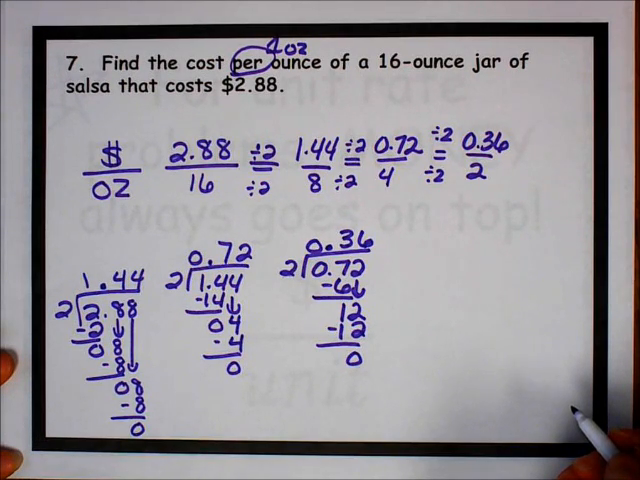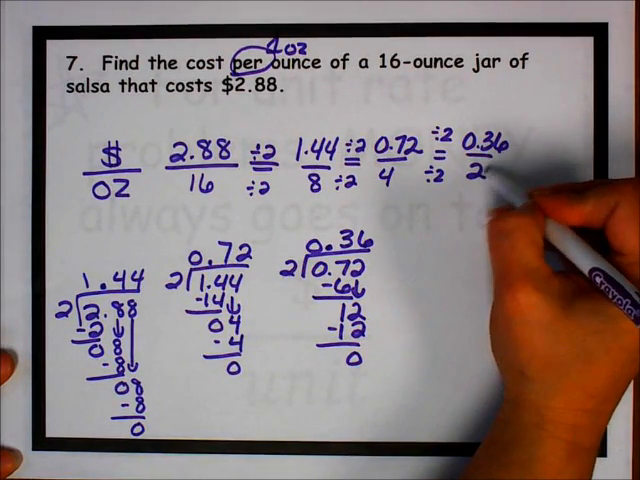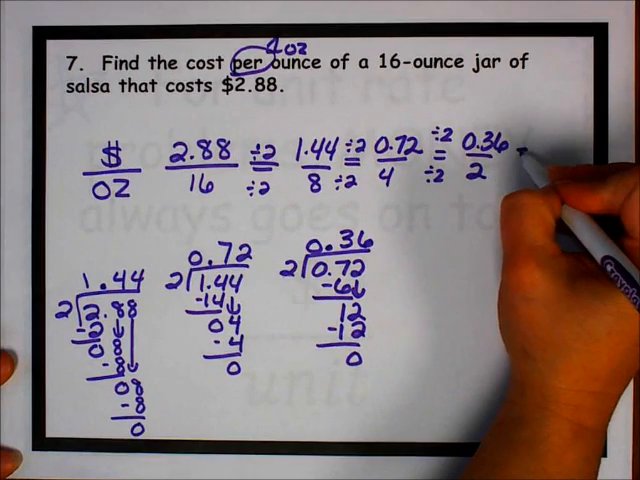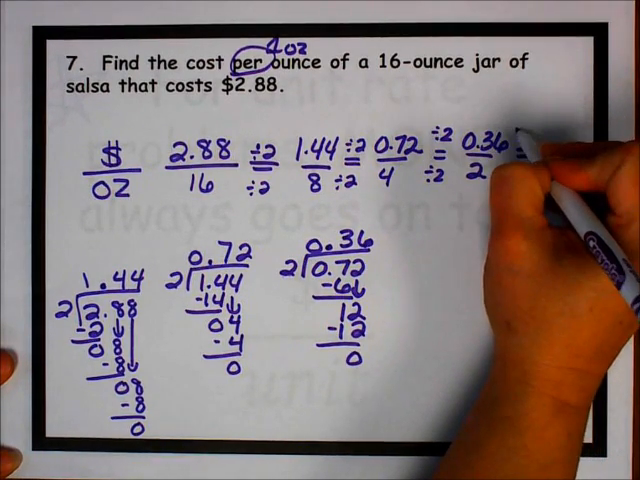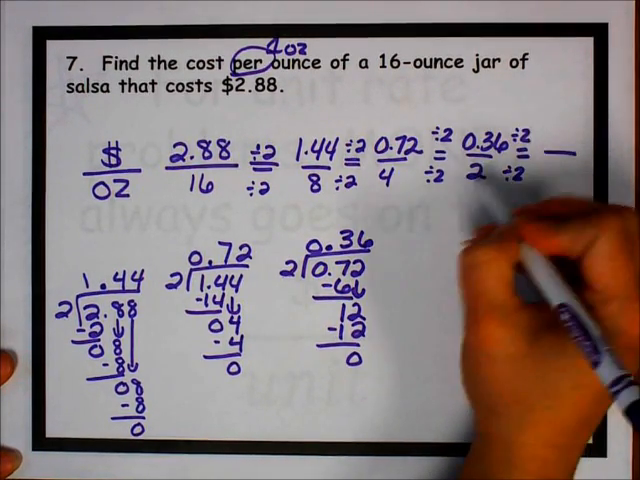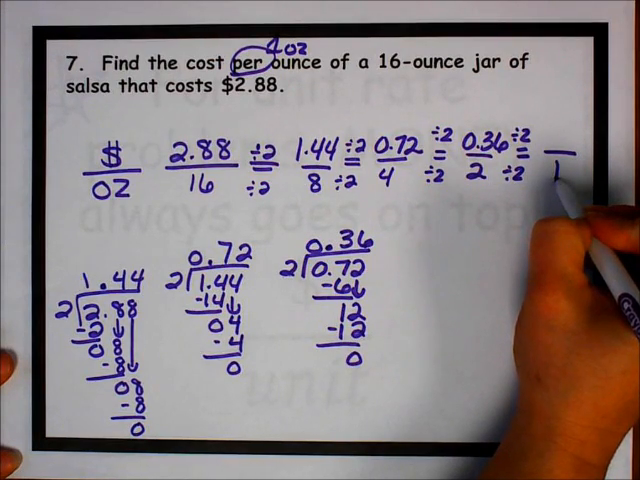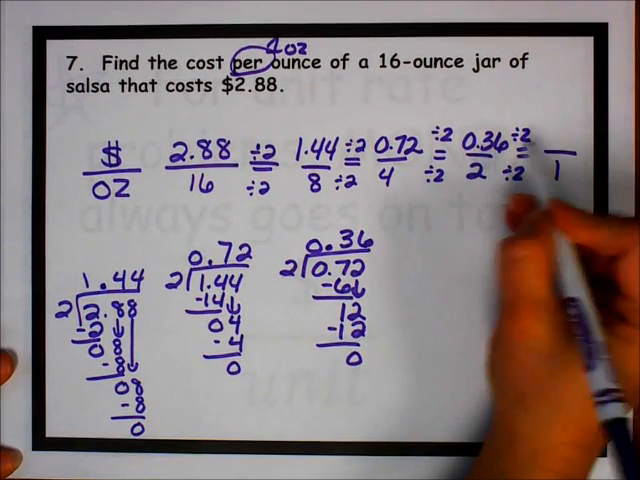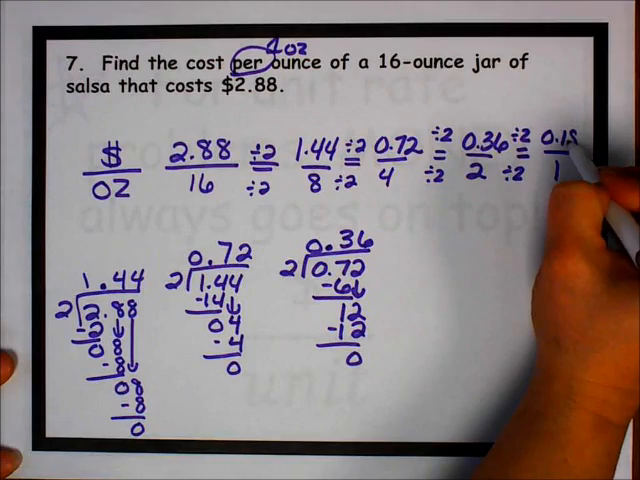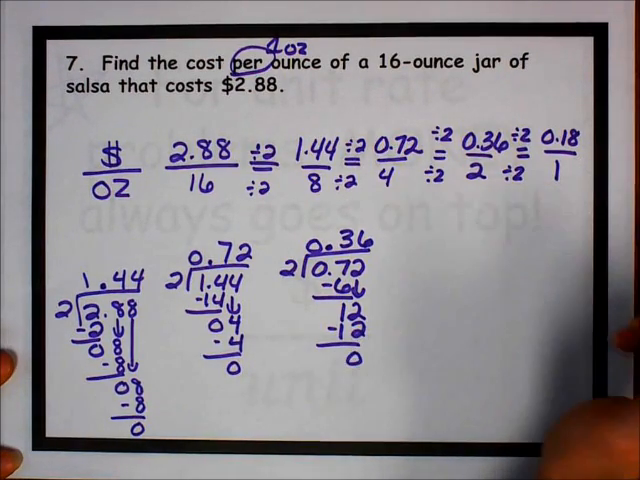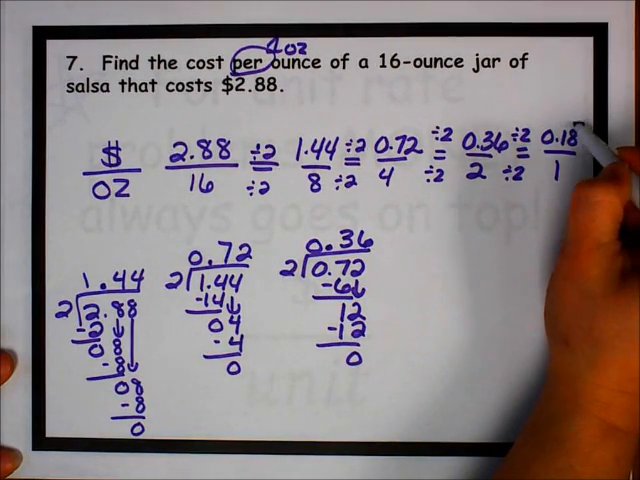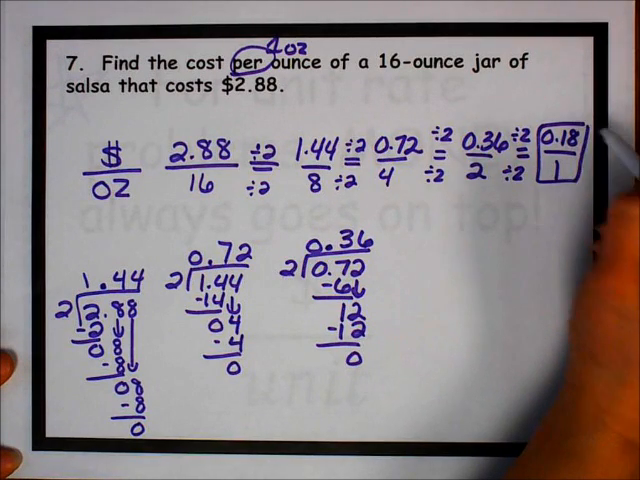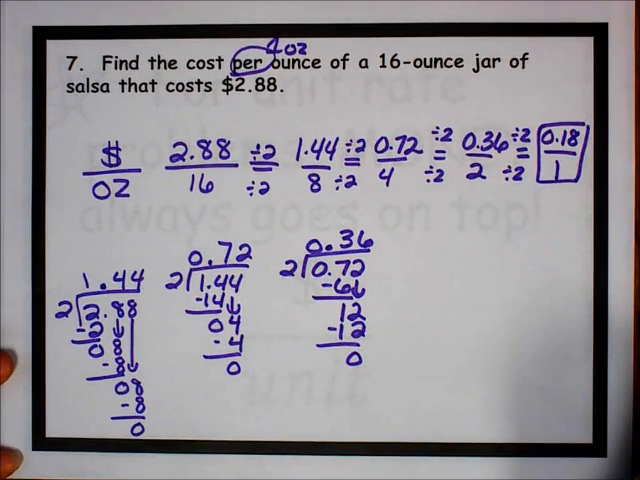Still, my denominator's not 1 yet, and I notice that both of my numbers are even, so I know I can divide by 2 again. 2 divided by 2 is 1. We know that half of 36 cents is 18 cents. Now my denominator is a 1, so my unit rate is 18 cents over 1 ounce.